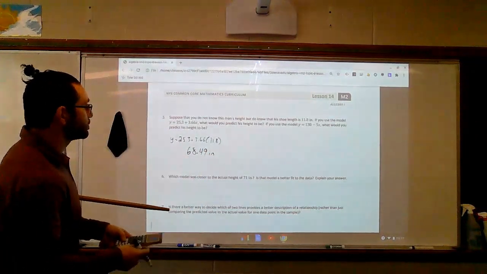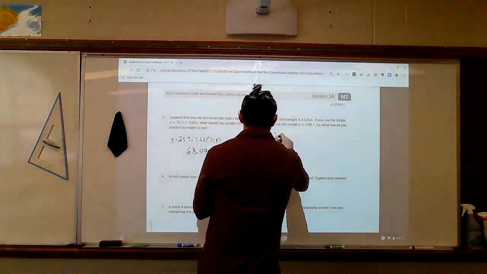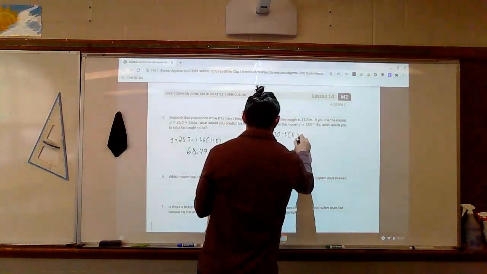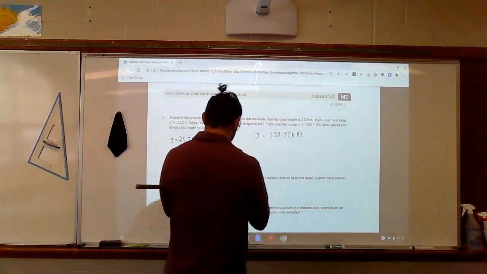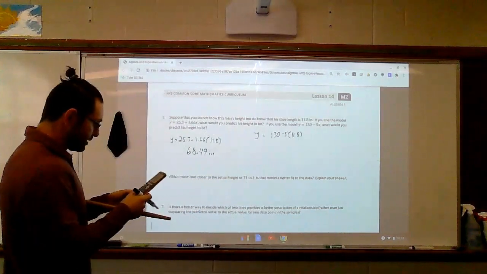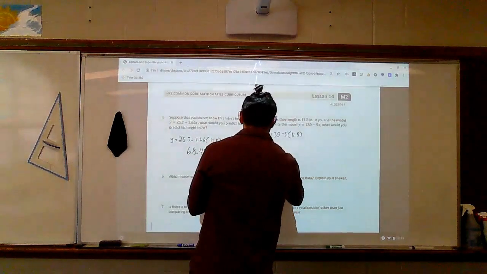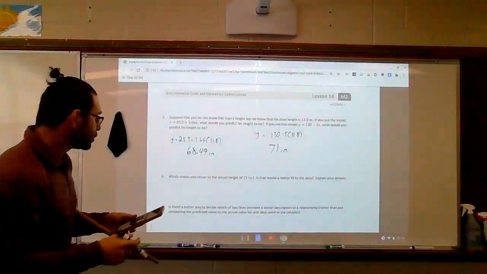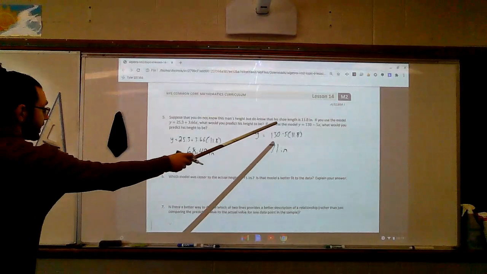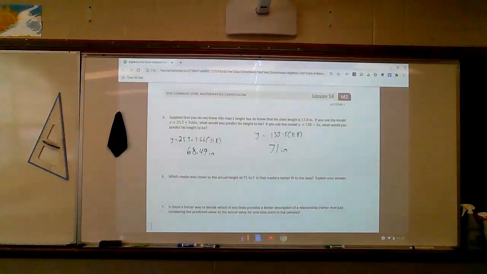If you use the second model, what would you predict his height to be? Let's try here. 130 minus 5 times 11.8 gives me 71 inches. Which model was closer? Well, the second one. Is that model a better fit for the data? Why or why not? This is a tough question.